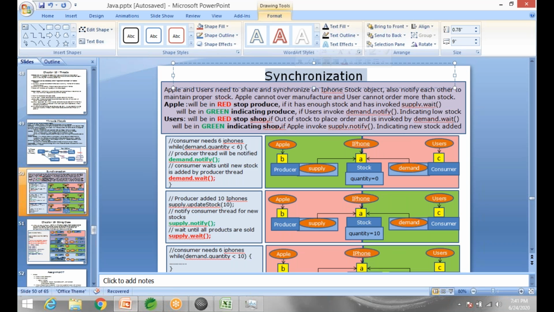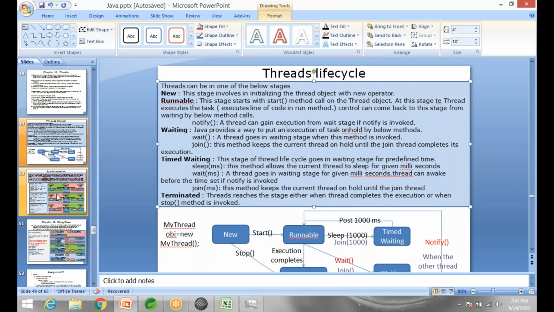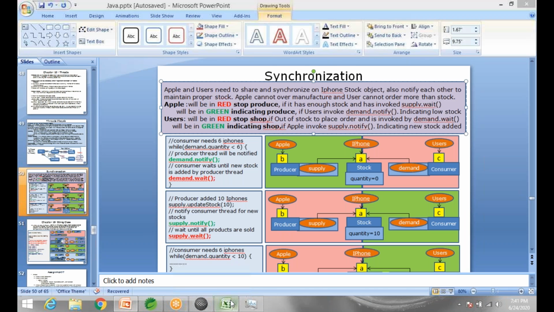All right, so did you guys get the different stages of thread lifecycle? Any questions on this? No. Okay, all right, so let's look at synchronization now.